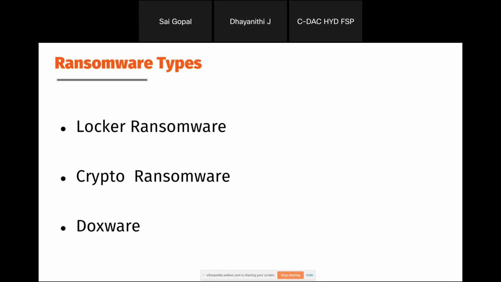Coming to crypto ransomware, most ransomware now falls into this category. In crypto ransomware, once the system is infected, all the files in the system will be encrypted and all the original files will be deleted. A pop-up will appear on the system asking for a ransom. Until the ransom is paid, the files will not be decrypted. Wannacry and Petya all fall into crypto ransomware.